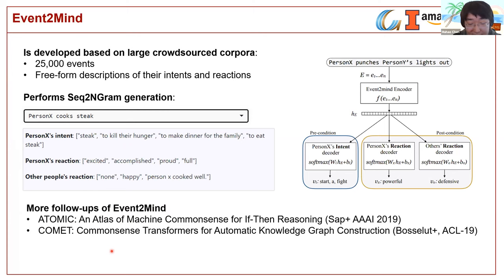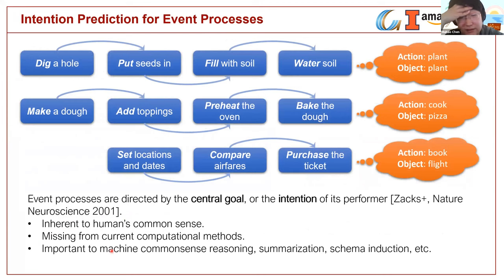So at the same time, we want to say that the intention prediction problem can also naturally apply to event processes as well. And actually, it is suggested by cognitive studies that a process of event is always defined by a specific central goal or intention of the performer. For example, when we see this process of digging a hole, putting seeds in the hole, filling the hole with soil and watering the soil, we easily know that, okay, this is a process of planting a plant.